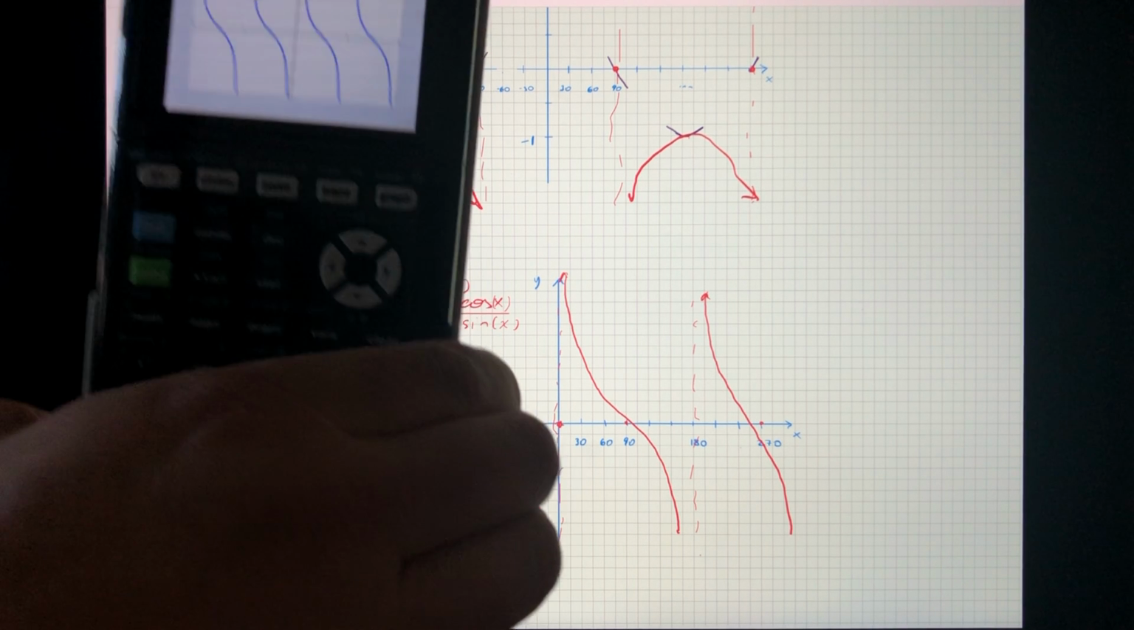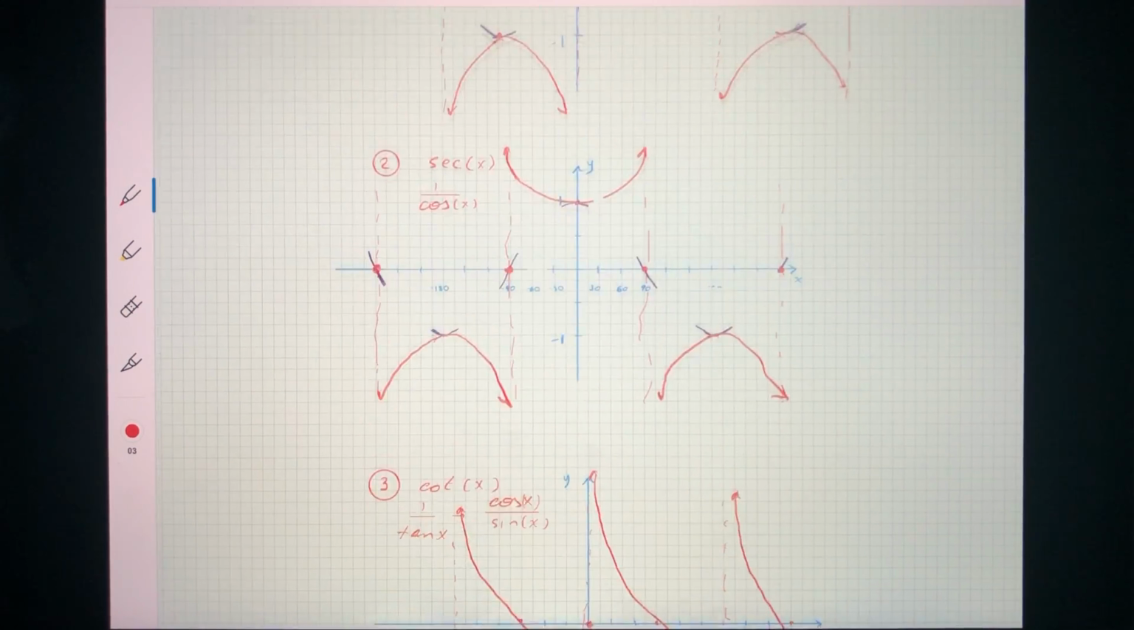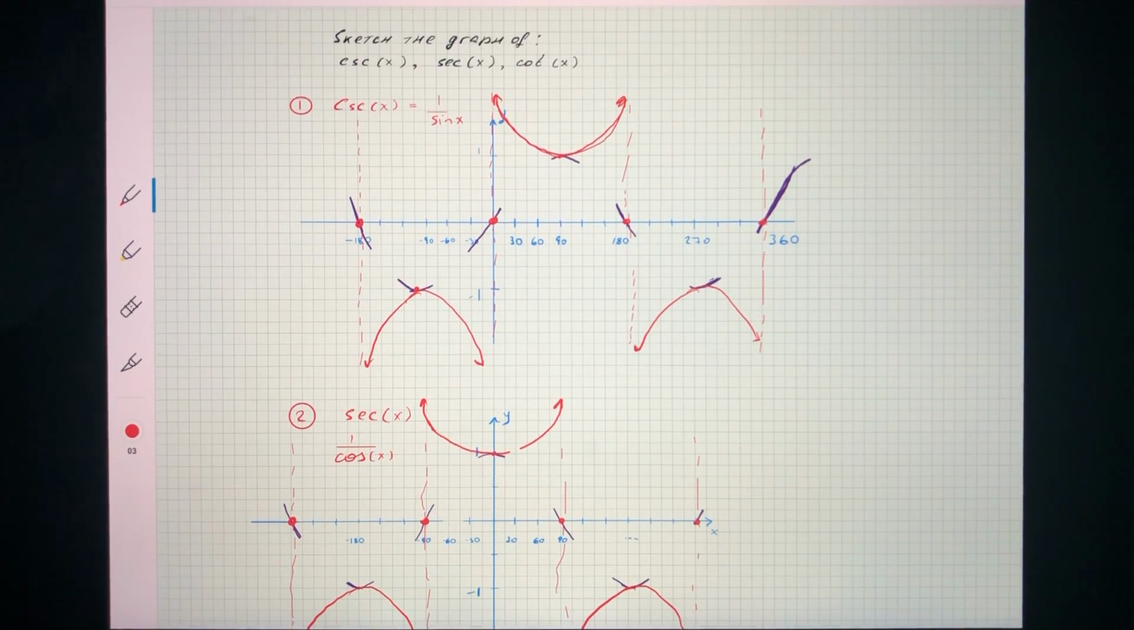So this is how to come up with the picture for the secant, cosecant, and cotangent using the functions that they are made of. And that's it for this video.